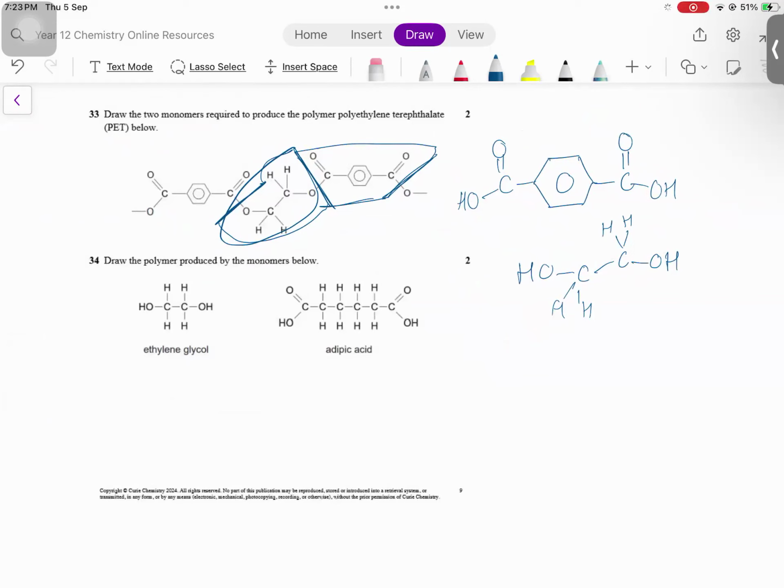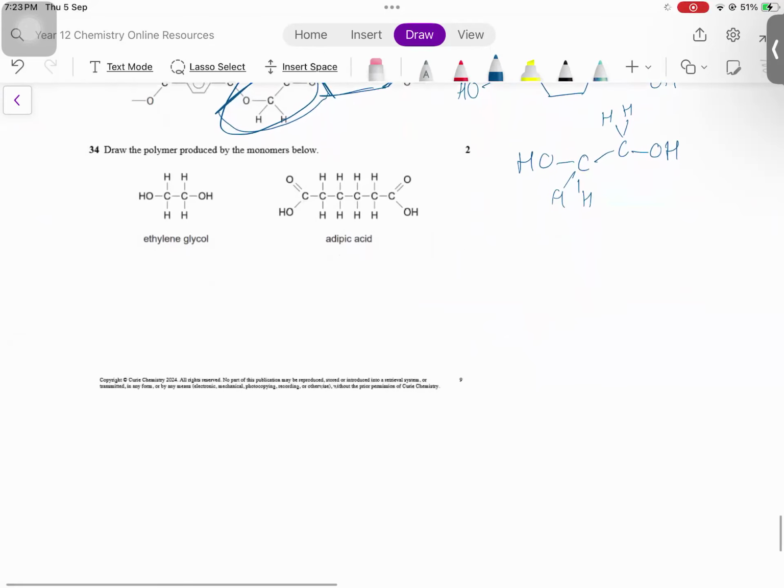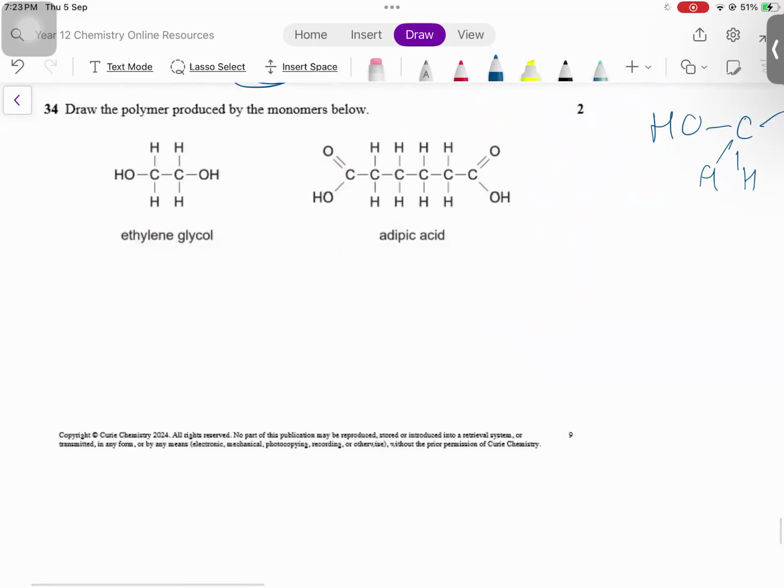All right. And then question 34. Draw the polymer produced by the monomers below. The monomers, once again, two monomers means condensation polymer, not addition. And I see OH on either end, and I see carboxyl on either end. So I'm making an ester link.